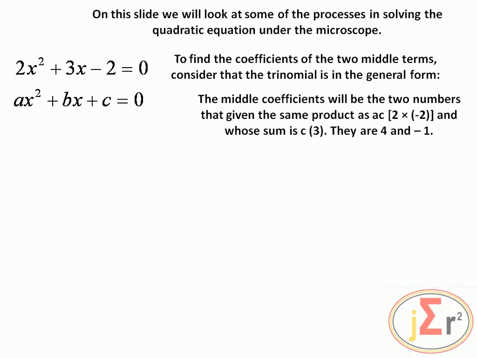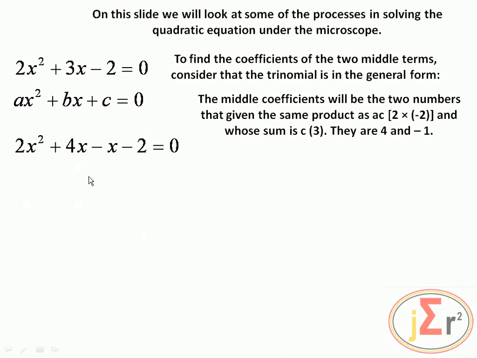We will factorize that trinomial by resolving the middle term into its two components. And that will be done by saying what are the two numbers that give the same product as a times c. Those two numbers will give the product ac, and when we add them we get b. So what two numbers will multiply to give 2 times negative 2? They will multiply to give negative 4. What two numbers multiply to give negative 4, and when we add them, the result is 3? What are those two numbers?